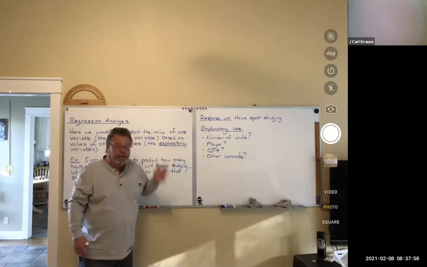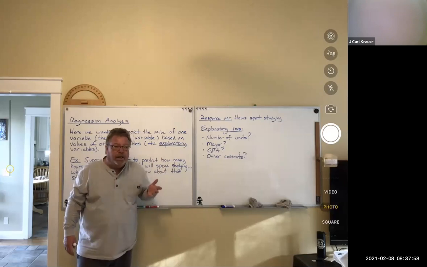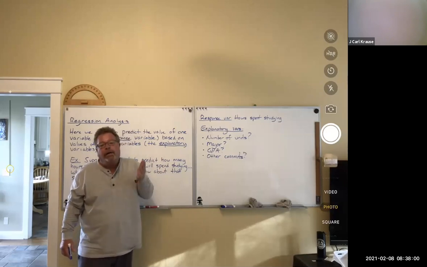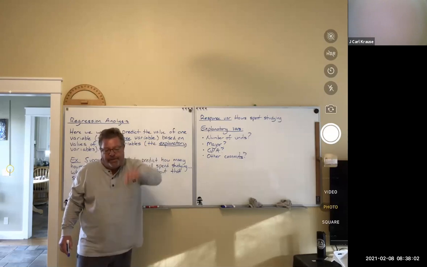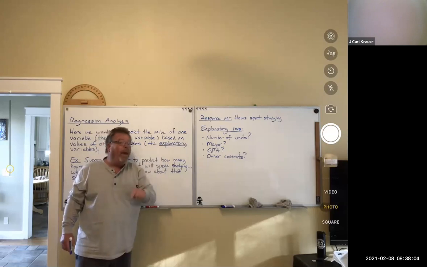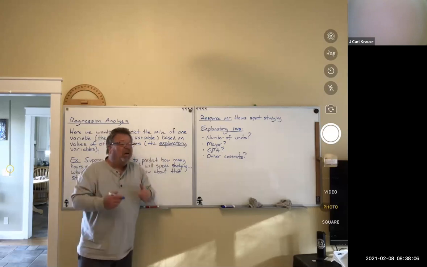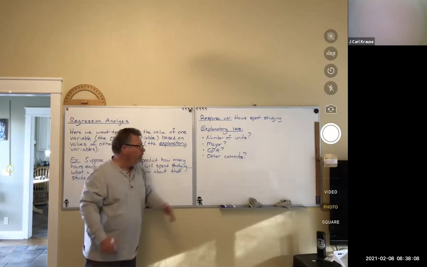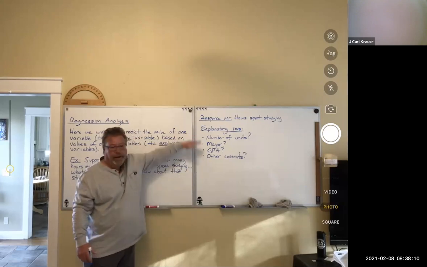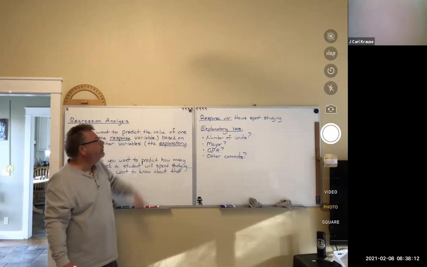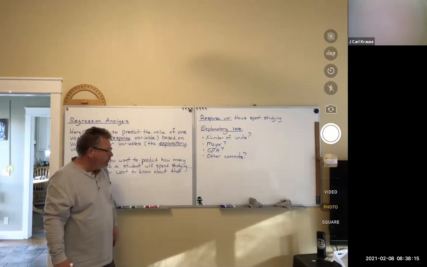Typically, it's not just one thing, right? You can't just say, oh, the increase in number of cases is due to this and this only. No, there's usually a number of things in there. So it's quite common to have multiple explanatory variables for one response variable.